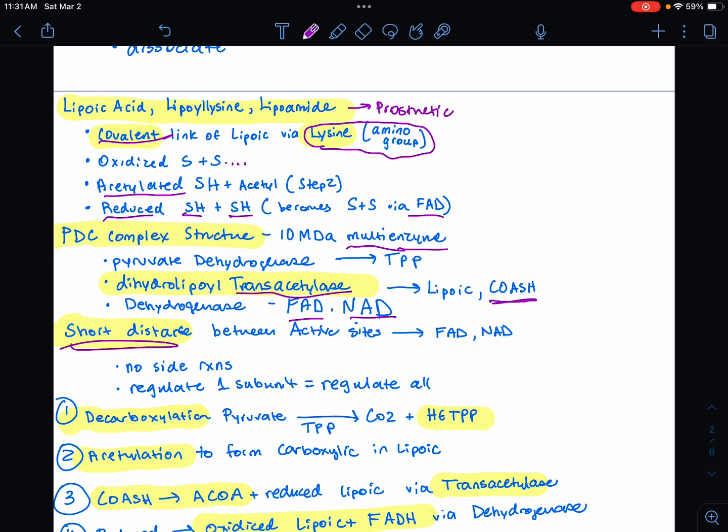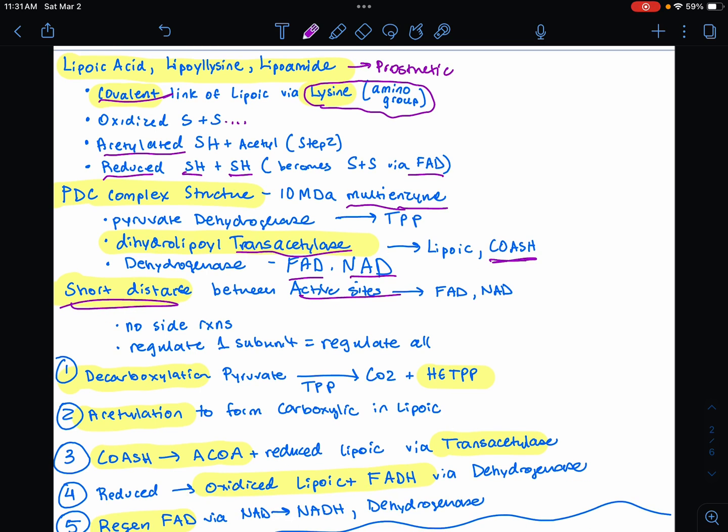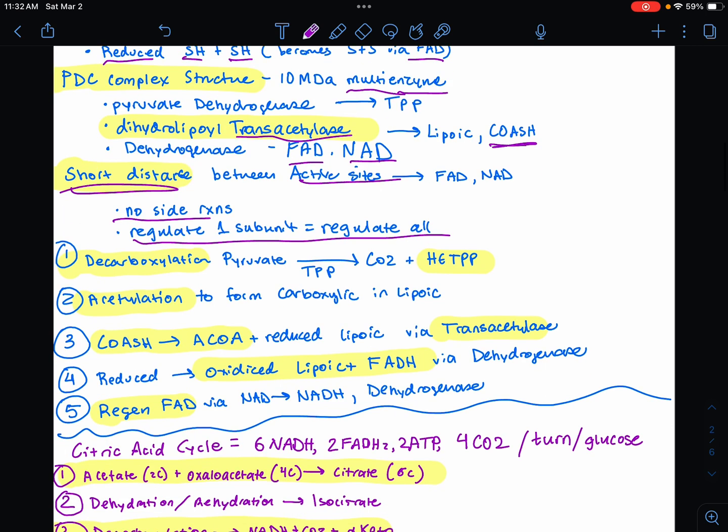You have this short distance in a multi-enzyme complex. This short distance is very important. There's a short distance between the active sites, and this will allow for channeling of substrates from one site to another. There won't be many side reactions due to how short the distance is for the molecule to transfer over to the other catalytic site. The regulation of activity of one of the subunits will regulate all. So we have a very important concept of regulation. You regulate one of these very short distance catalytic sites, and it regulates the whole enzyme complex.